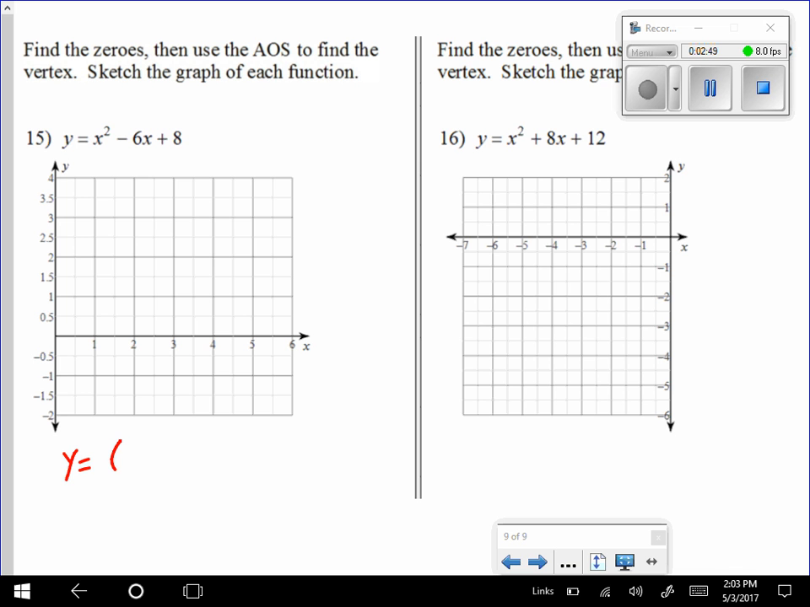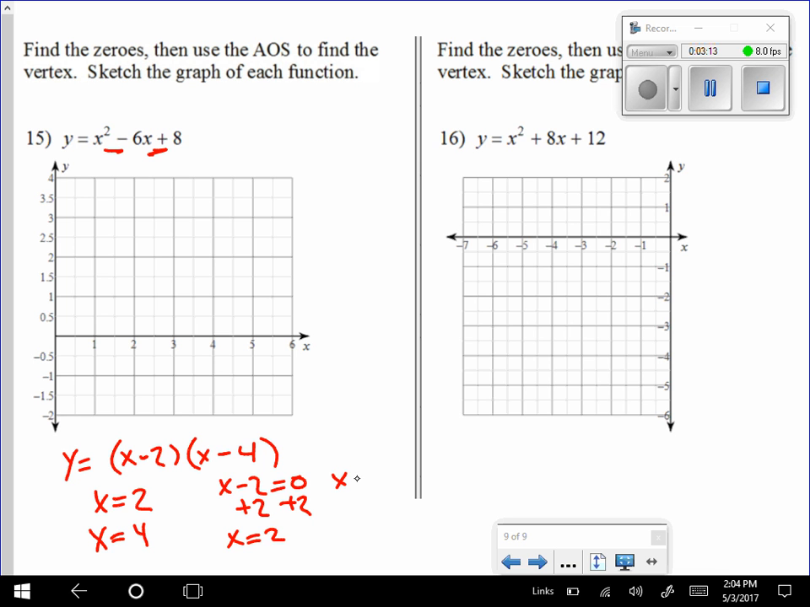So we're going to factor here. x and x. We're going to have same signs, but they're going to be subtraction or negatives this time. Factors of 8 that add up to 6 would be 2 and 4. So I would have x equals 2 and x equals 4, because if I set these equal to 0, I would add to both sides. So that's why it's positive on both of those. So 2 and 4.